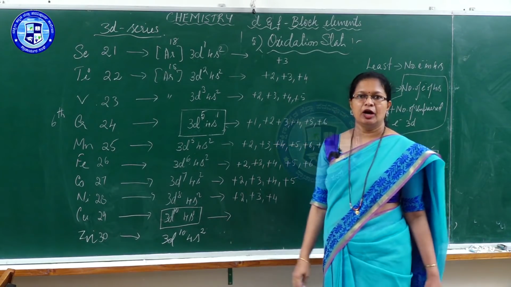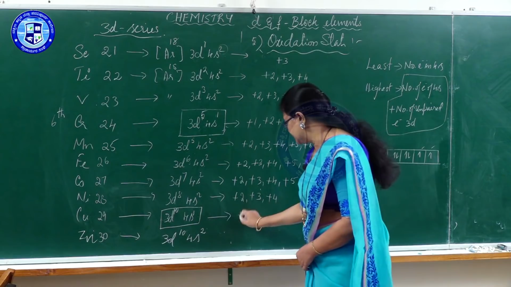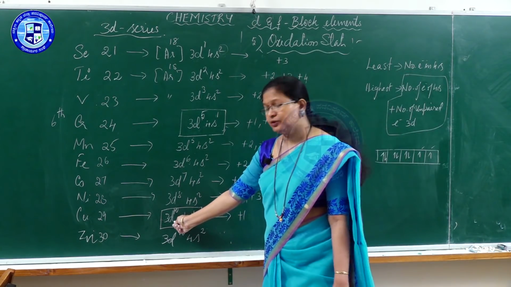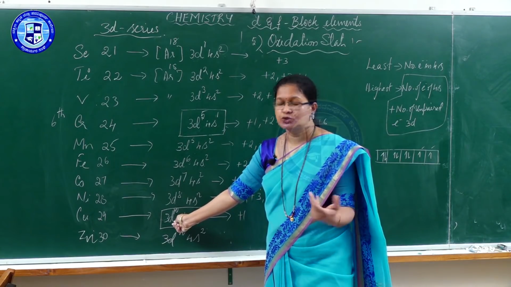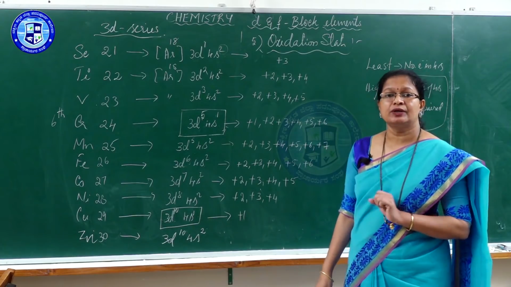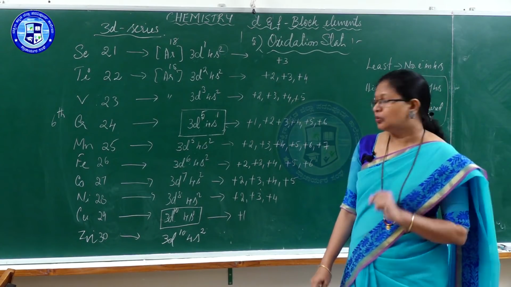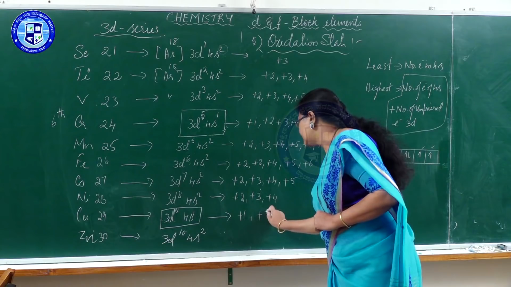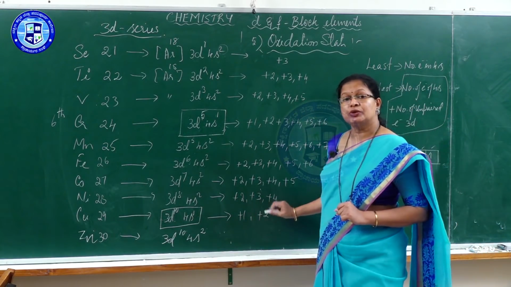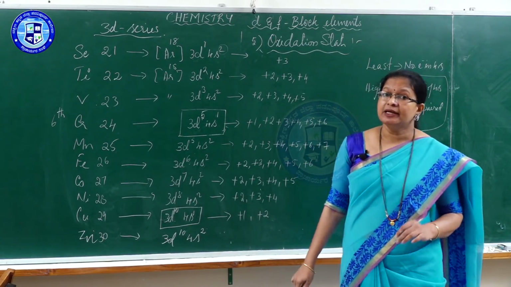In copper, how many electrons? The s orbital has +1, but unpaired electrons in the d orbital are 0. There is no unpaired electron in the d orbital. So is it only the +1 oxidation state copper exhibits? No. Exceptionally, copper exhibits +2. Whereas if you analyze, the +2 oxidation state is even more stable than the first one.